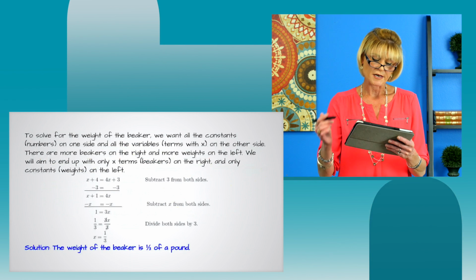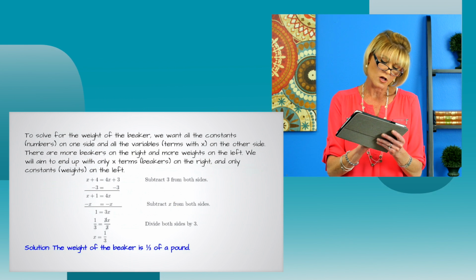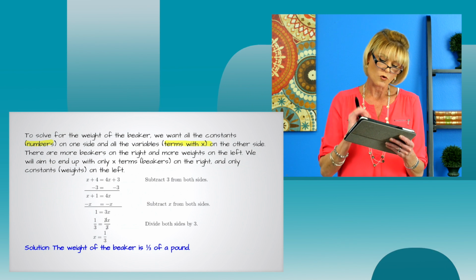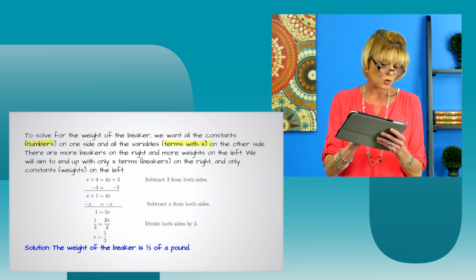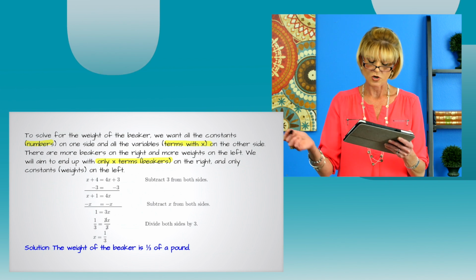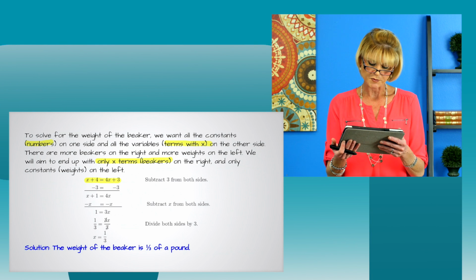To solve for the weight of the beaker, we want all the constants, or the numbers, on one side and all of the variables, or the terms with x, on the other side. There are more beakers on the right and more weights on the left, so we'll aim to end up with only x terms, or beakers, on the right, and only constants, weights, on the left. Here's our equation: x plus 4 equals 4x plus 3.